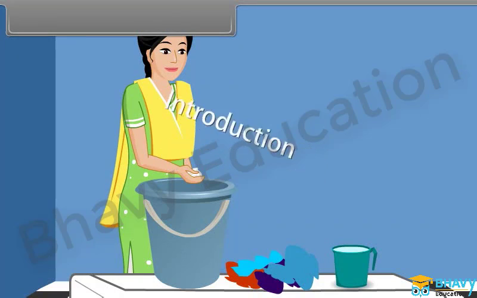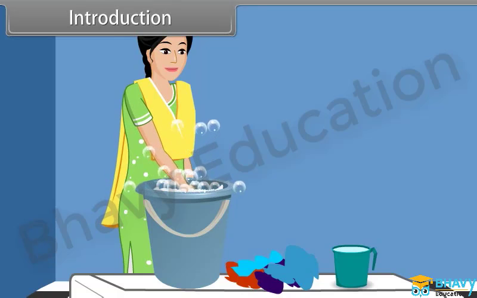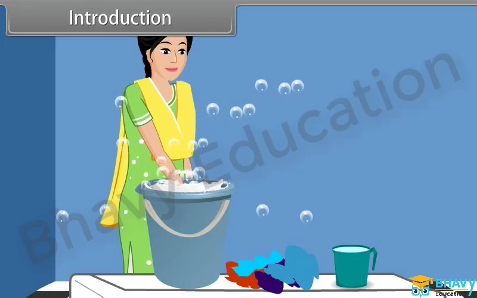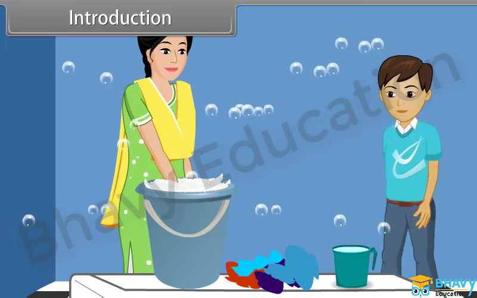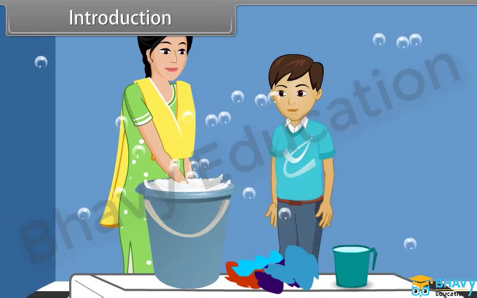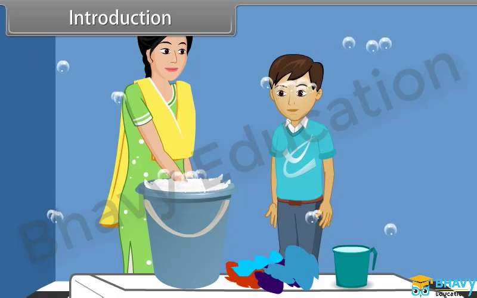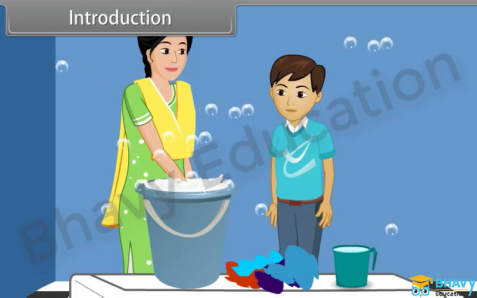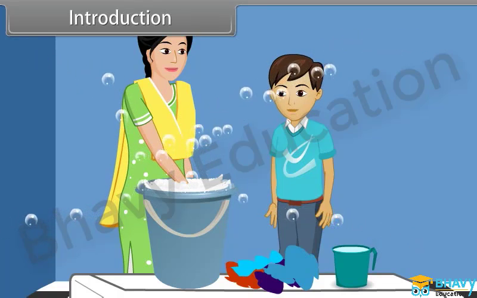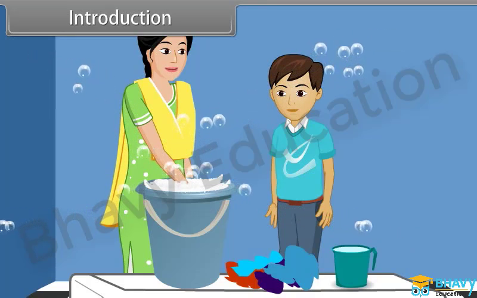Introduction. Ravi's mother is pouring detergent powder into the water bucket and starts shaking it well by hand. Due to this, a lot of soap bubbles are produced and are coming out of the bucket. Ravi, watching this curiously, asked his mother why soap bubbles are stable while water bubbles are not. His mother replied that it happens due to surface tension.